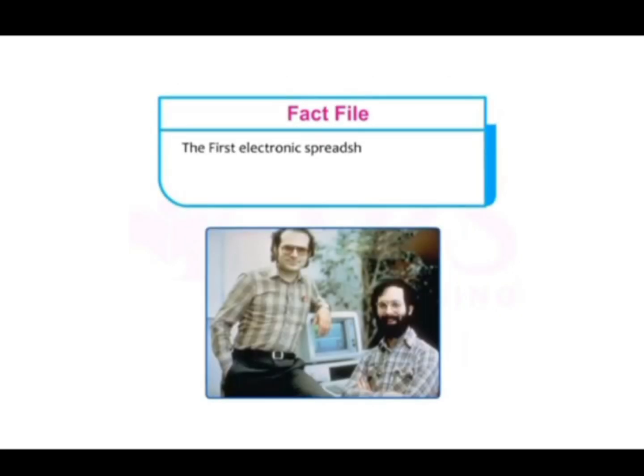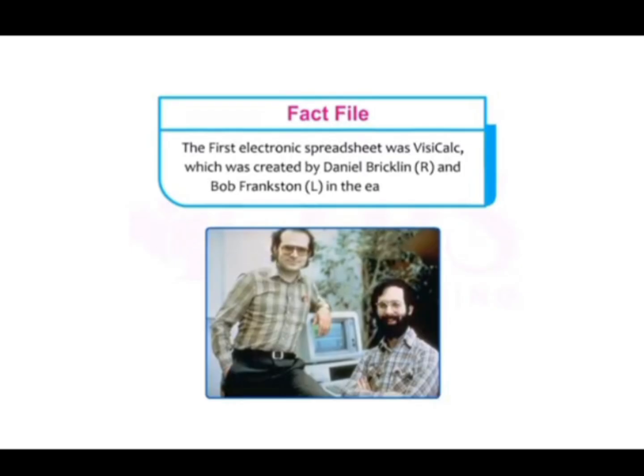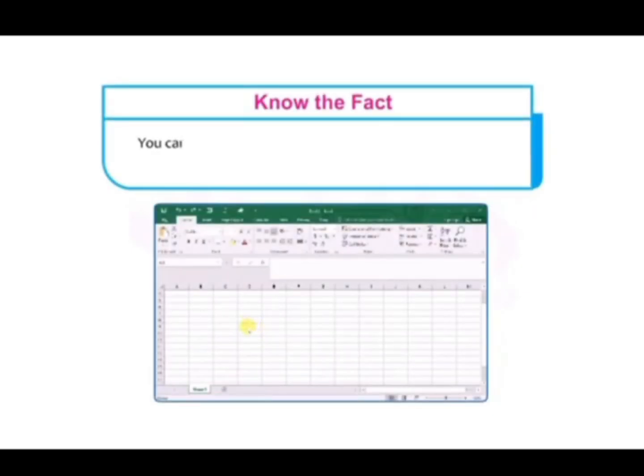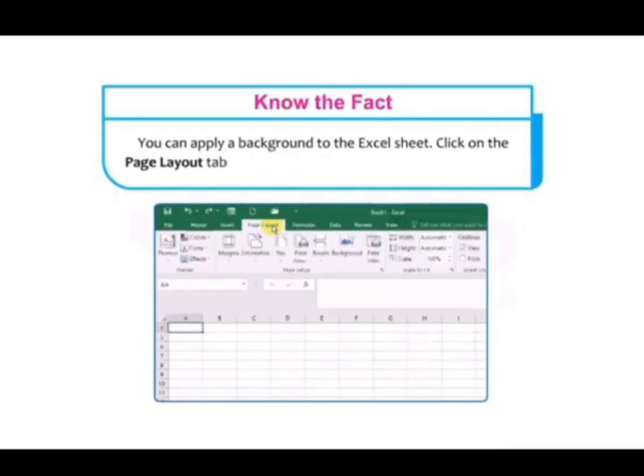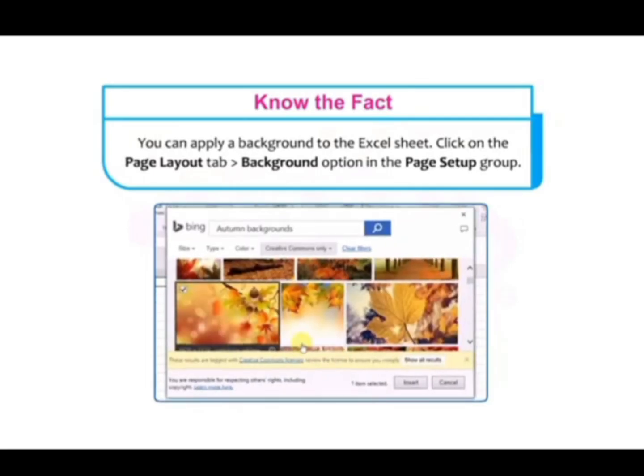Time for the fact file. The first electronic spreadsheet was VisiCalc, which was created by Daniel Bricklin and Bob Frankston in the early 1980s. Students, note the fact that you can apply a background to the Excel sheet. Click on the Page Layout tab. Then go to the Background option in the Page Setup group.